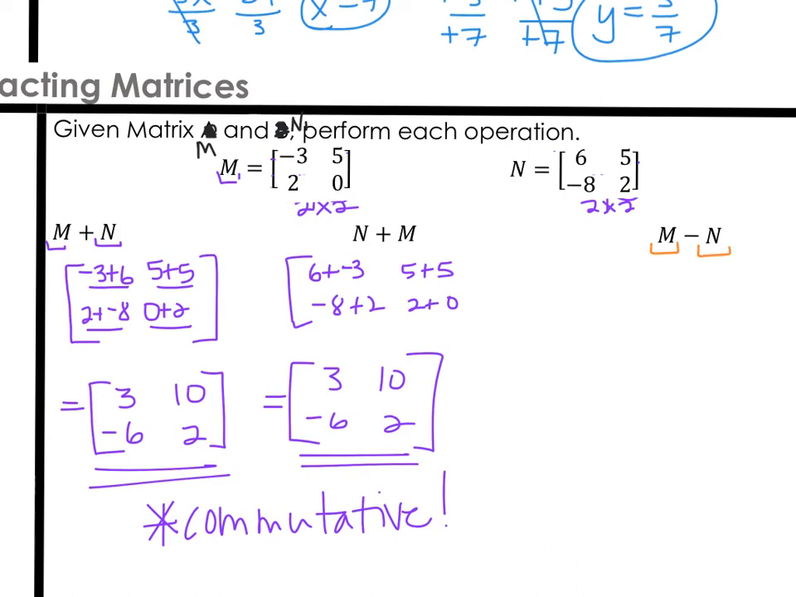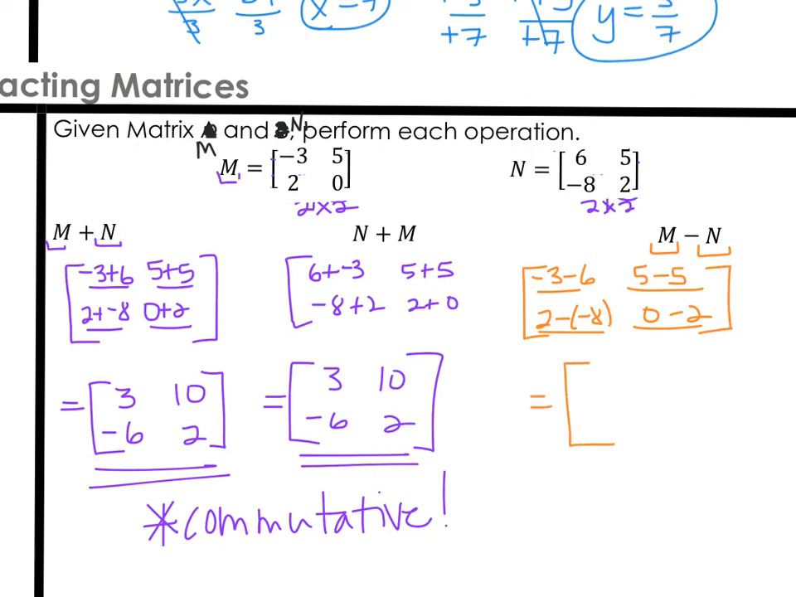So what we'll do is we'll take the matrix for M and we'll find each corresponding element using subtraction. Negative 3 minus 6. To the right, 5 minus 5. Down below, 2 minus negative 8. And last but not least, 0 minus 2. Let's finish the difference for this solution matrix.